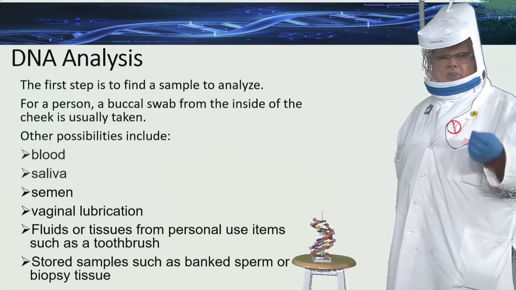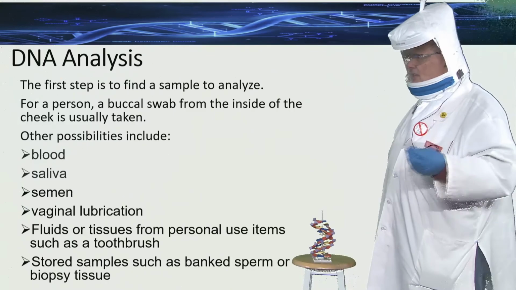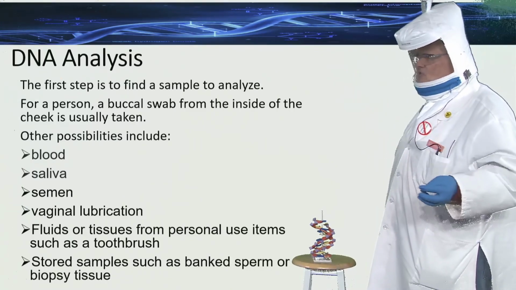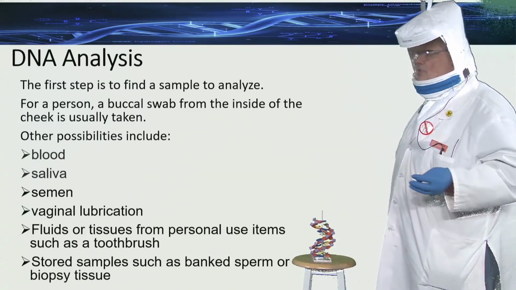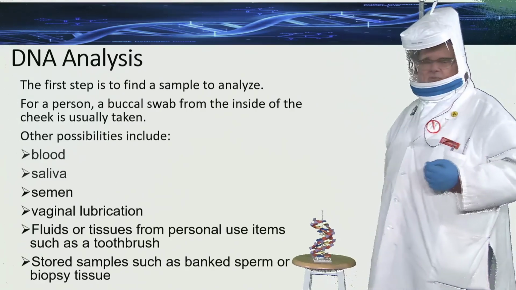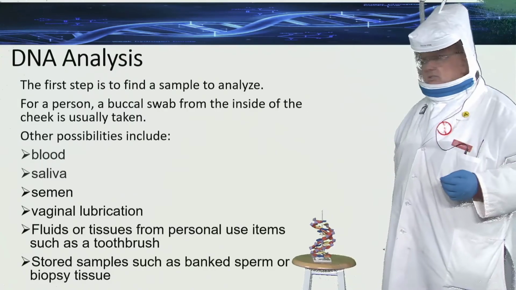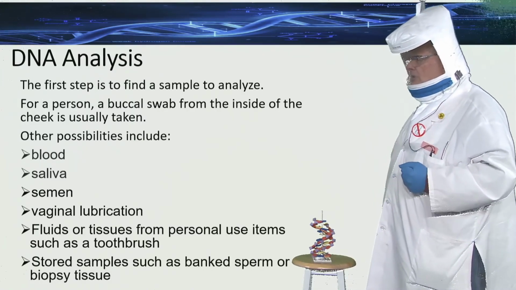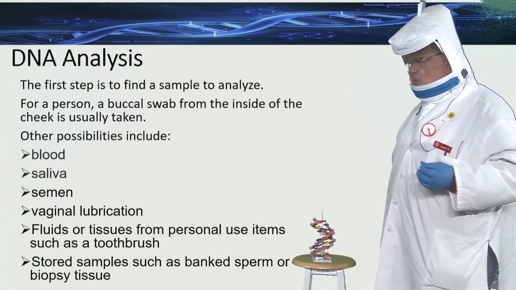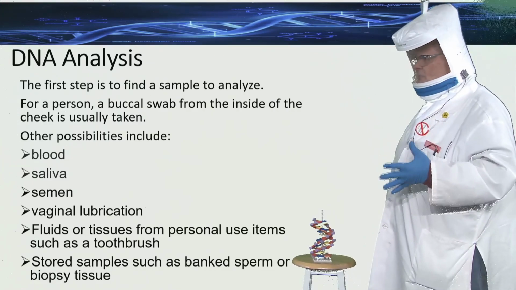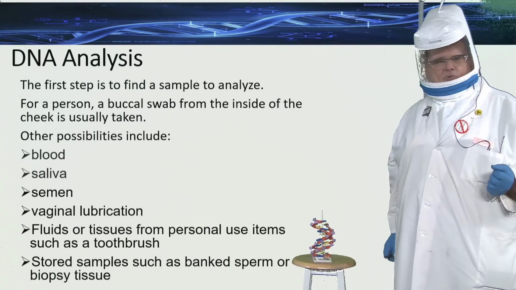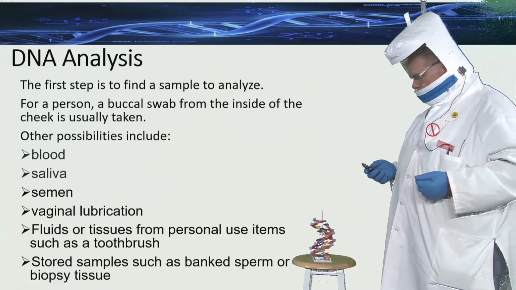Other possibilities include samples from blood, saliva, semen, vaginal lubrication, fluids or tissues from personal use items such as a toothbrush or a razor blade, wherever you can get a sample. And they can use stored samples such as banked sperm or biopsy tissues that have been taken from surgeries.